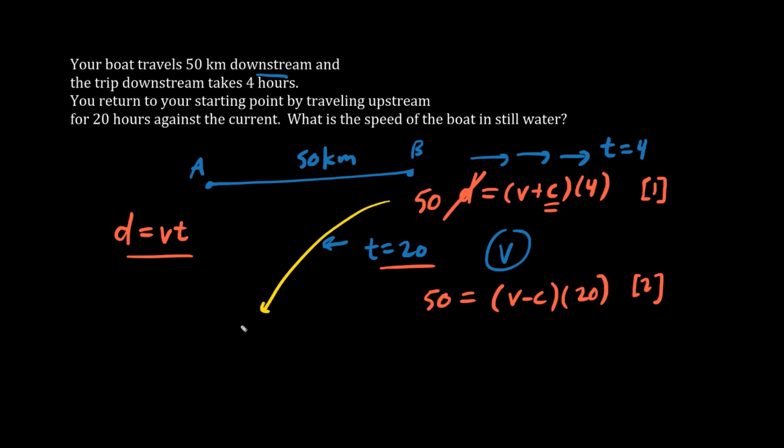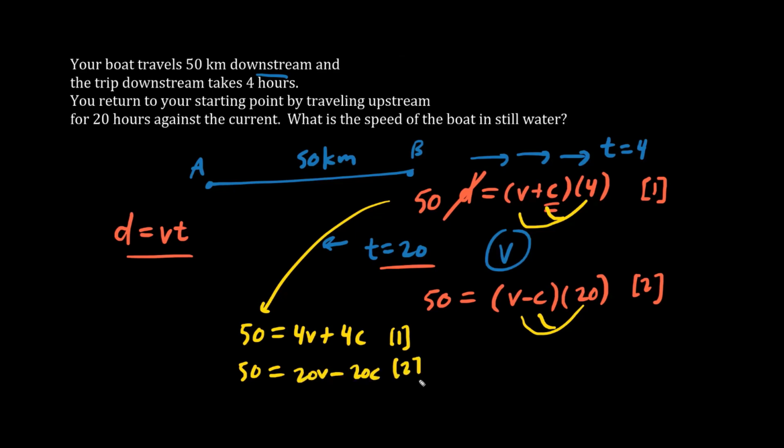Let's expand out equation number 1. We have 50 equals, using distribution, 4v plus 4c. This is equation number 1. As for equation number 2, we have 50 equals 20v minus 20c. Let's divide equation number 1 by 2. We have 25 equals 2v plus 2c. And we'll divide equation number 2 by 10. We have 5 equals 2v minus 2c.